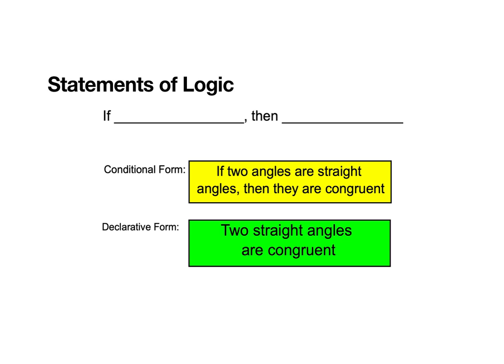There are other forms of statements of logic besides conditional form. Conditional form is the if-then structure. So if hypothesis, then conclusion. The other form is the declarative form. And here's an example. My conditional form is, if two angles are straight angles, then they are congruent. The declarative form says two straight angles are congruent. As we start to discuss proof in geometry, the conditional form is much more natural to use.